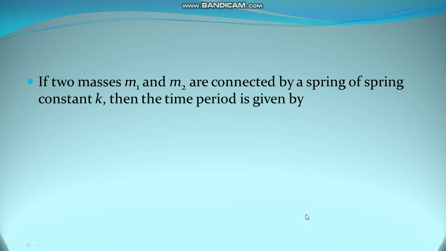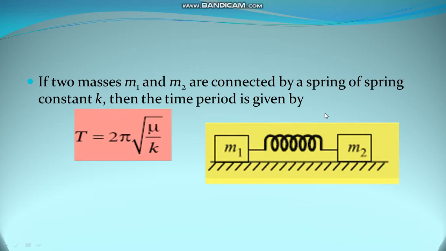If two masses m1 and m2 are connected by a spring of spring constant k, then time period is given by T is equal to 2 pi square root of mu by k, where mu is reduced mass, m1 into m2 divided by m1 plus m2.